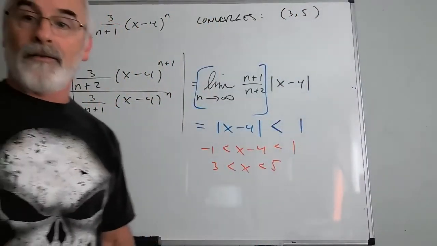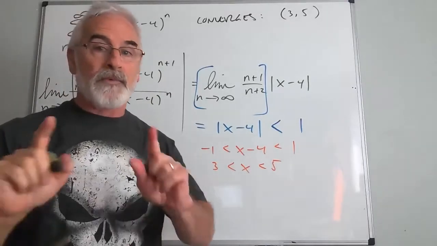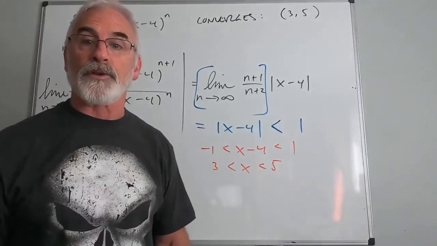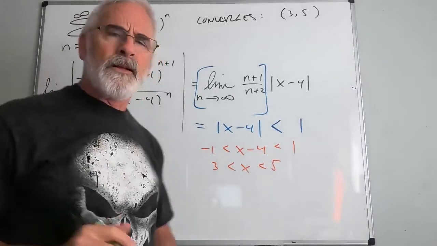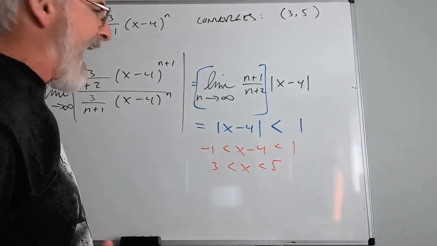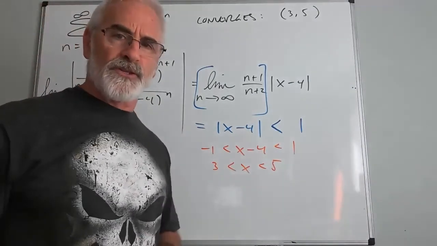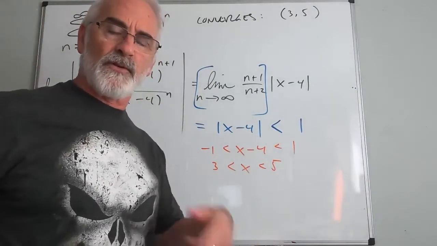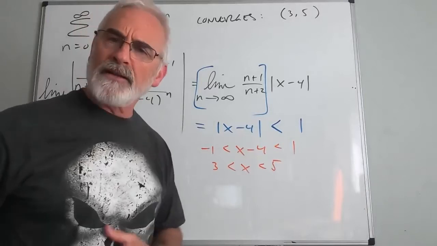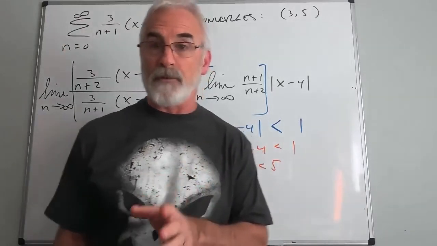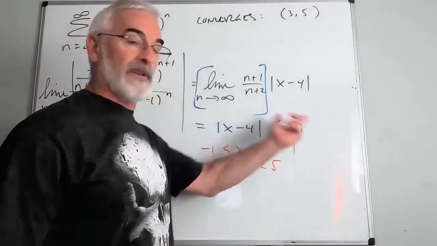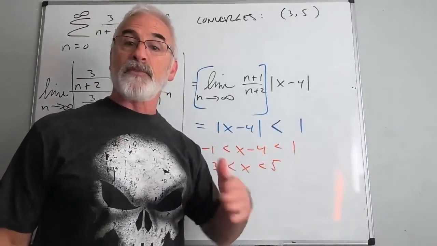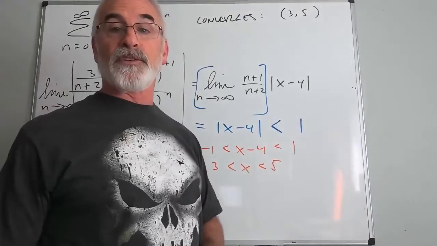Now, I'm not done. I'm guaranteeing you it's going to converge in that open interval. But what about the endpoints of that interval? What about at 3 or at 5? That's not an obvious question. What's going to happen when x equals 3 or x equals 5? Might it converge? Now, here's what we know about a geometric series. A geometric series will only converge when the absolute value is less than 1. If the absolute value equals 1, we know the geometric series diverges.